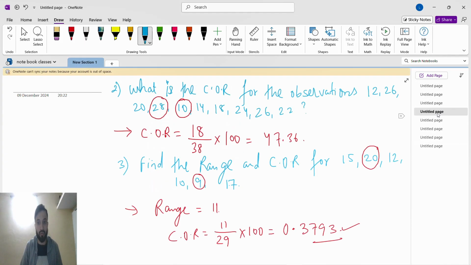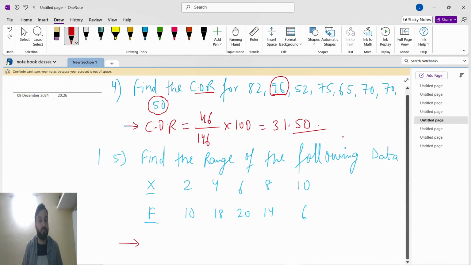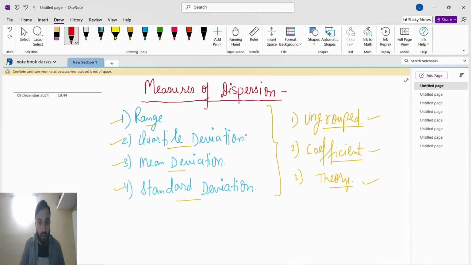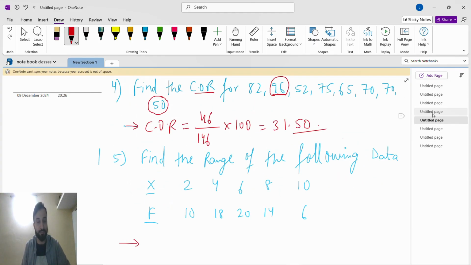These are the questions. Now a very important thing will come to your mind: sir, you said at the start that for the topic range we have only ungrouped, not grouped. No, see, for quartile deviation, mean deviation and standard deviation, we have only ungrouped, we are not dealing with grouped. But only for range we have both grouped and ungrouped. There is a reason behind it, and I will tell you.